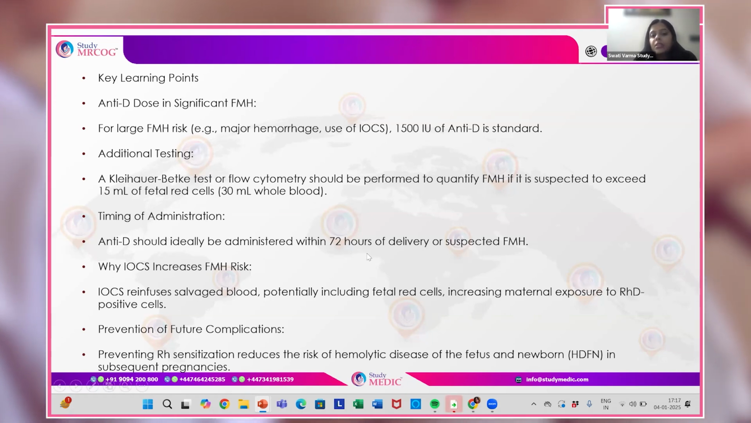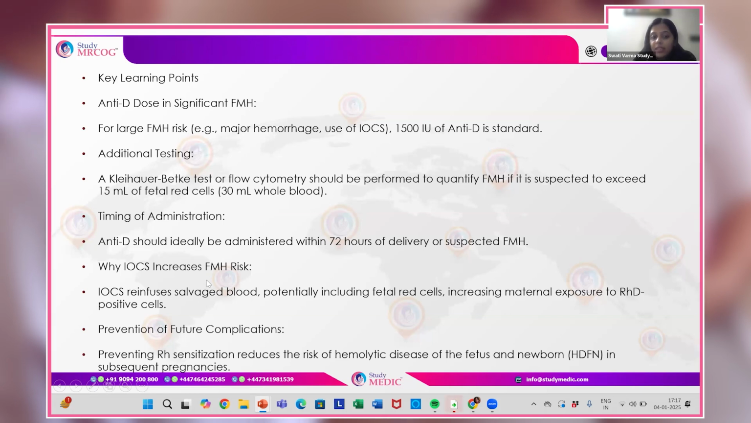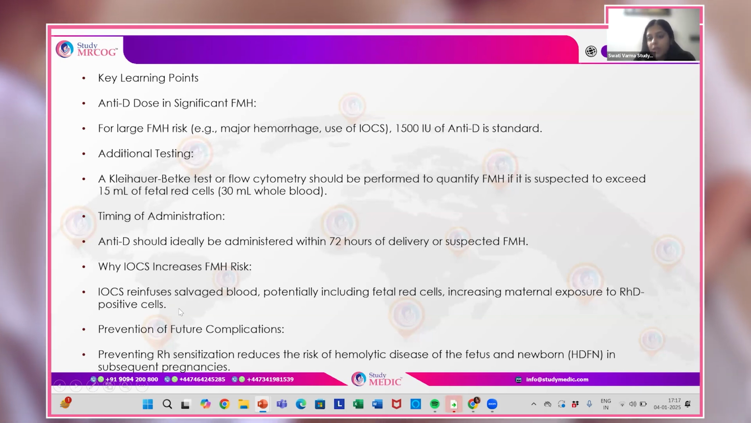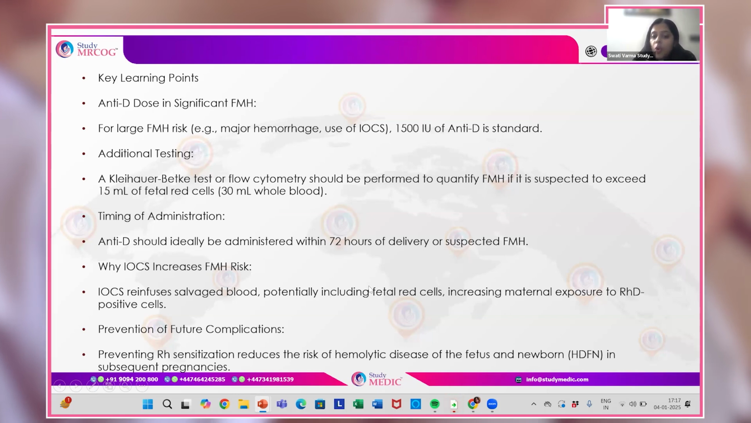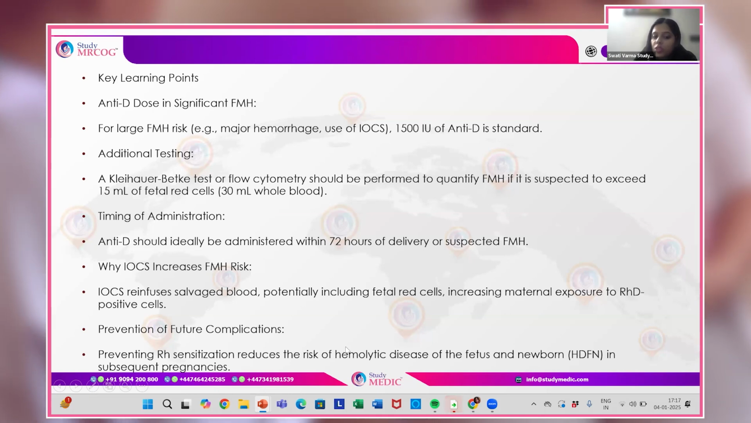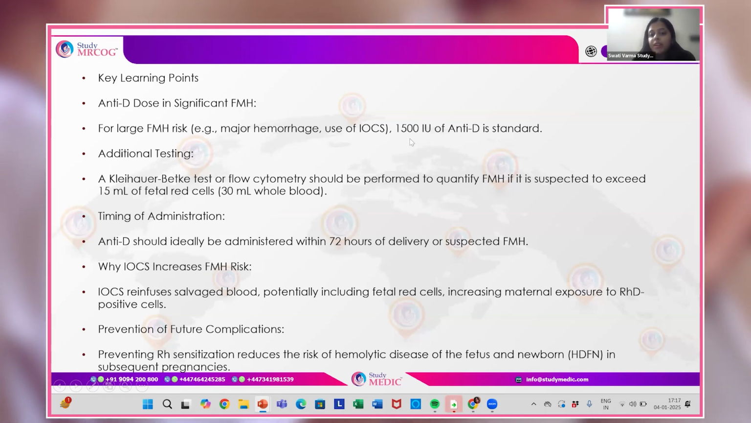Anti-D should be administered within 72 hours of delivery or suspected FMH. And why does IOCS increase the feto-maternal hemorrhage risk? It is re-infusing the salvaged blood, and salvaged blood may also contain fetal red cells. Hence, maternal exposure will happen. So, to prevent future complications, it is necessary that we administer 1500 units of anti-D.